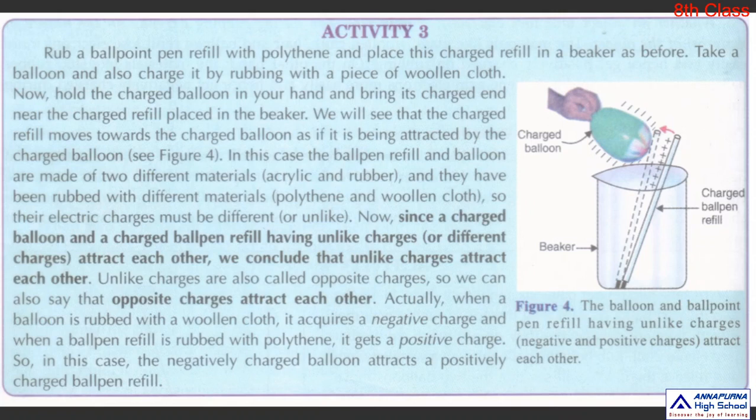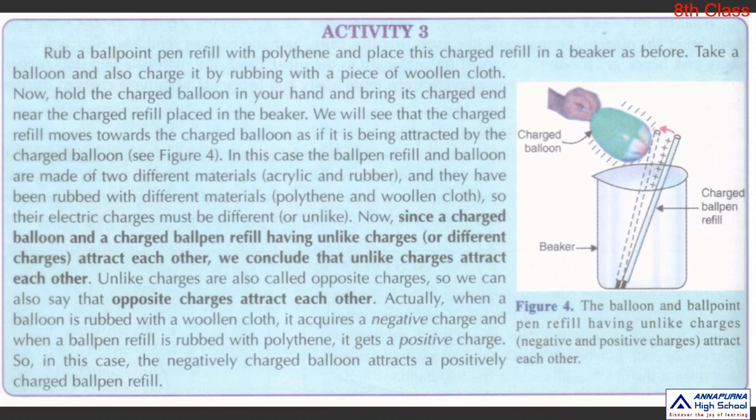To know, again perform an activity. In this activity, what are the materials required? Again, one inflated balloon. Next, to rub that inflated balloon, woolen cloth. Next, a plastic refill, an already used ballpoint pen refill, that is rubbed with polythene sheet, and a glass beaker. That means inflated balloon, woolen cloth, refill, polythene sheet, glass beaker. These are the materials required.